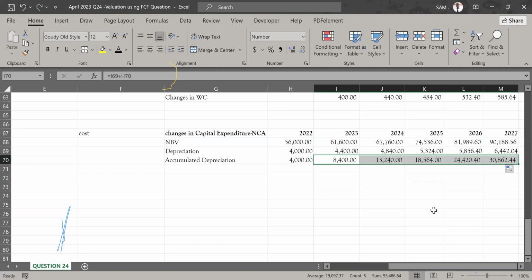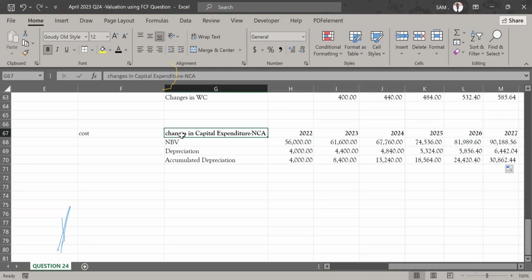And that's what will lead us to get the changes in capital expenditure. It is normally at cost, guys. So objective, very important. Now, after we have accumulated depreciation, how do we normally work to get the net book value? We normally deduct the accumulated depreciation. So we normally consider accumulated depreciation, and accumulated depreciation has already taken care of the depreciation charge for that year.